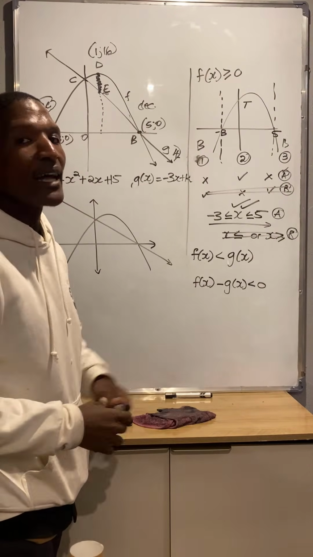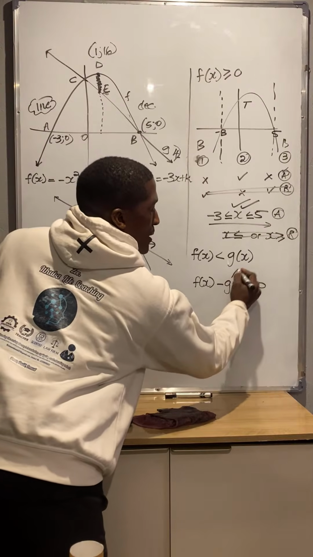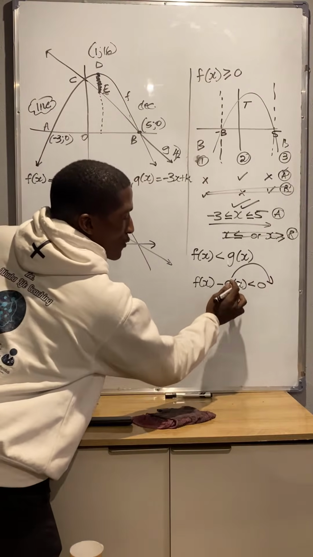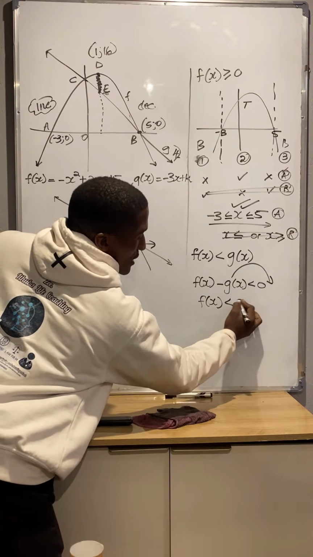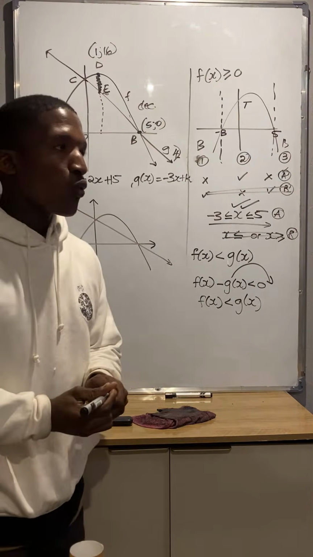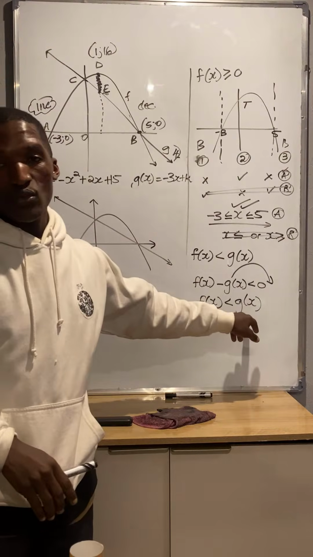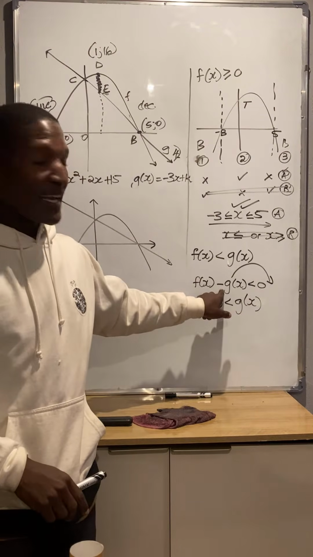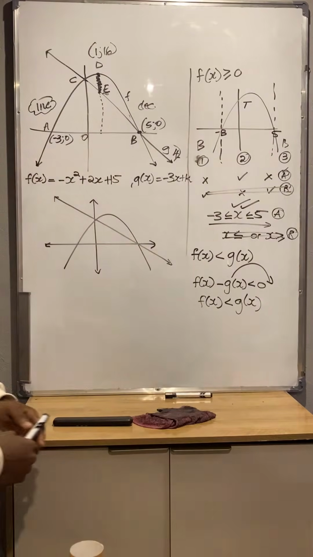This thing and this thing are the same thing, guys. This thing and this thing, because if you take this one to this side, family, if you are going to say f(x) less than g(x), family. But if there is a minus in the middle, just take this one and take it to the other side.